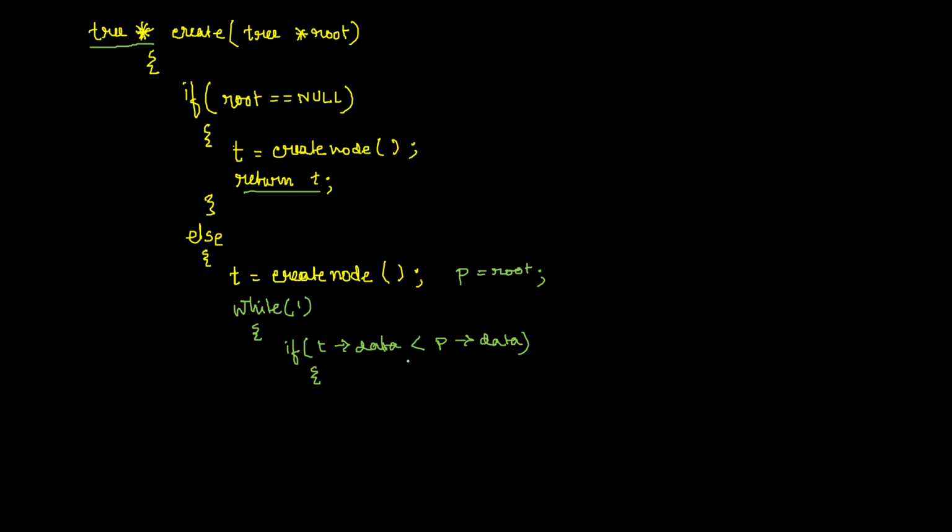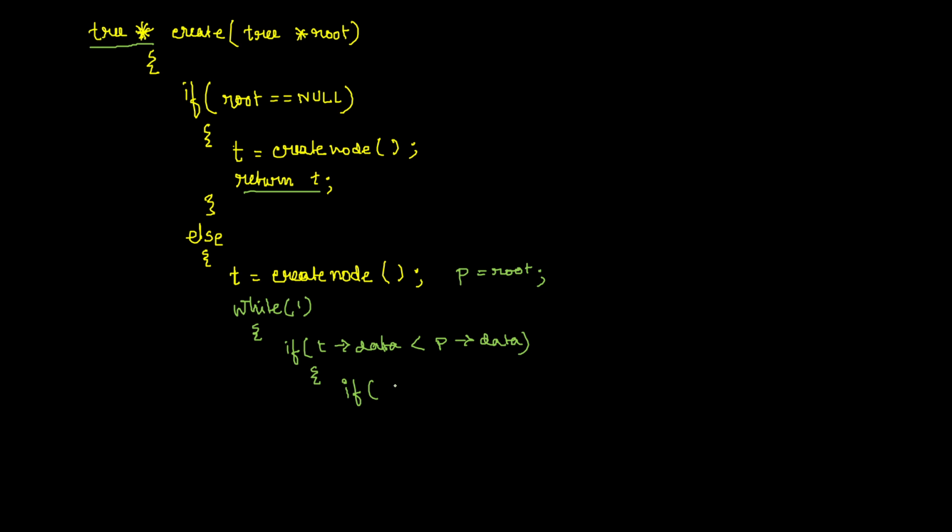So that means if this is true, then the next checking is whether p left is null or not. If p left is null, that means you can connect that. But if p left is not null, then you have to change your position to p left, and then you have to recheck again with the new value which is pointed by p.